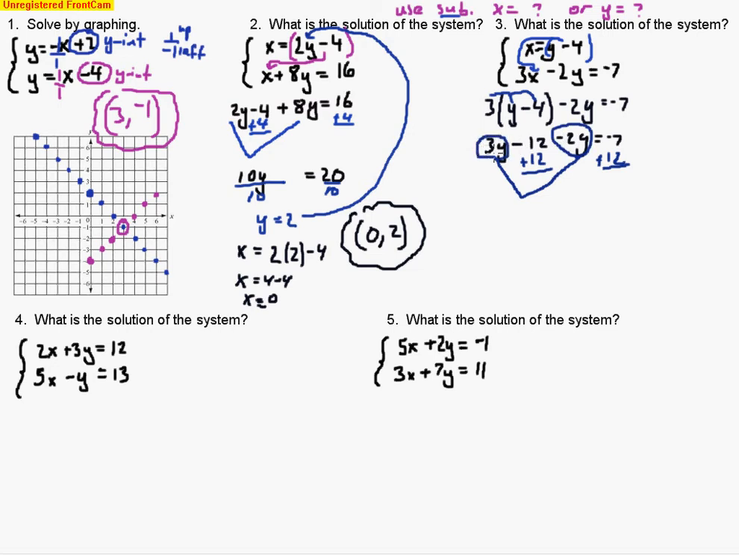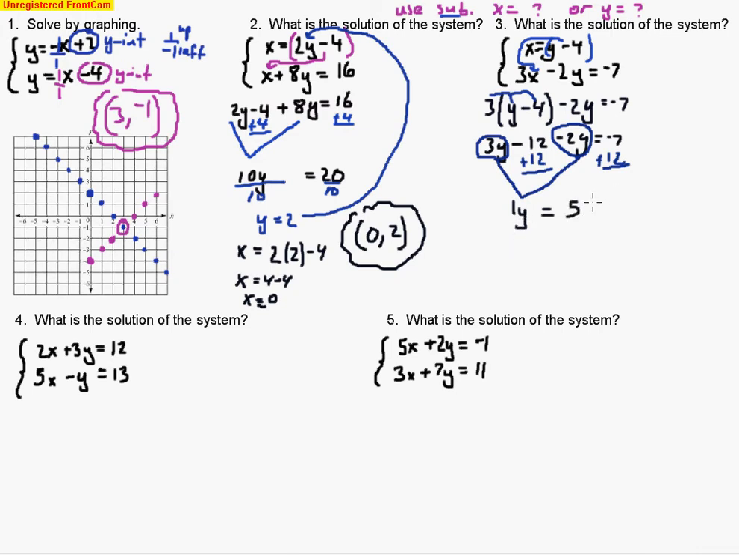One's negative, one's positive, so we end up having to subtract. Well, the nice thing about this one is we're left with y. 3 minus 2 equals 1y. And this equals, here I have to subtract because they're opposite in sign, I get positive 5. So there it is, y equals 5.